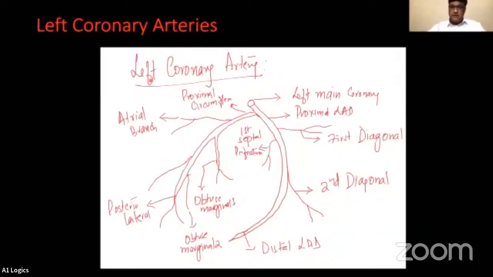As I told you, the left coronary artery gets divided into the left anterior descending and the left circumflex. This is the proximal circumflex. This is the atrial branch. This is obtuse marginal branch 1, obtuse marginal branch 2. Here we have the posterior lateral branch. In the left anterior descending, we have the first septal perforator, then the first diagonal, the second diagonal, and the distal LAD.